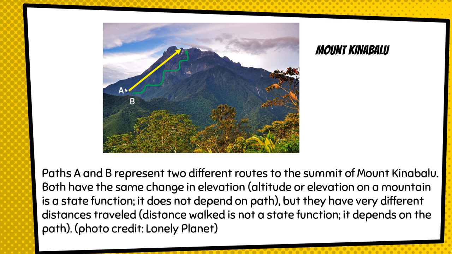However, whether you choose to take A or B, they would have very different distance traveled. That means the distance walked is not a state function. It depends on the path taken. It seems that path B will take a longer distance to reach Mount Kinabalu. But in terms of the elevation or the altitude, it doesn't depend on the path. And so that makes the altitude or elevation a state function. Okay, so I hope that's clear on what a state function is.